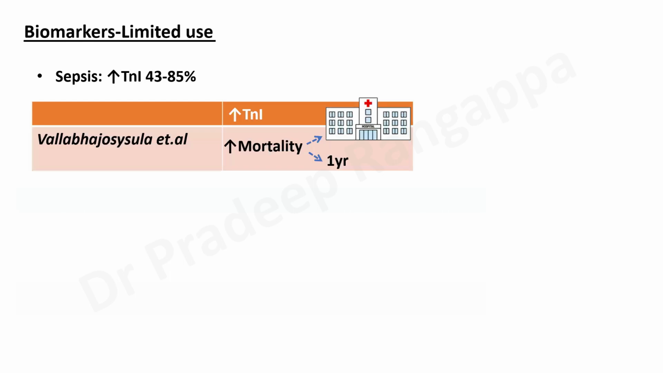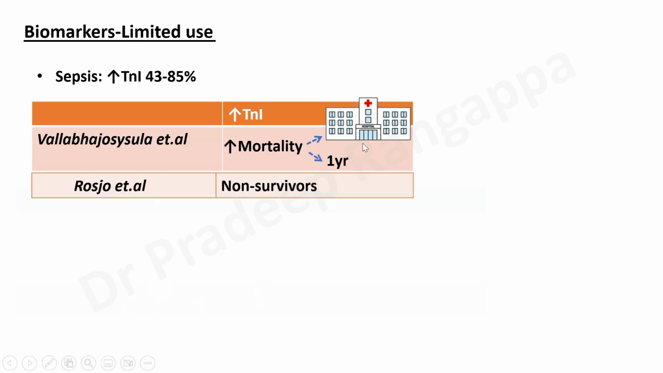From these countries. So very quickly on the biomarkers, and I'm sure every intensivist listening to this would know that troponin will be high in septic cardiomyopathy. It is shown that in sepsis, troponin increase happens from 43 to 85% of the time. And these are the different studies. So this was a study by Vallabha et al., where they showed that troponin being high in sepsis patients may be a marker of mortality, hospital mortality, and 1-year mortality.